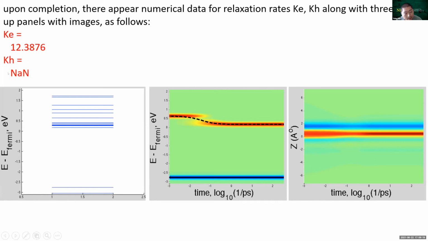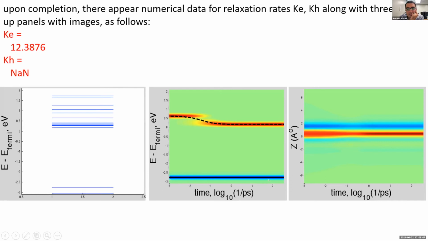The reason this is not available is because in this case, the initial hole just sits at the HOMO. So there is no other place this hole can go. So it just stays in the HOMO forever.